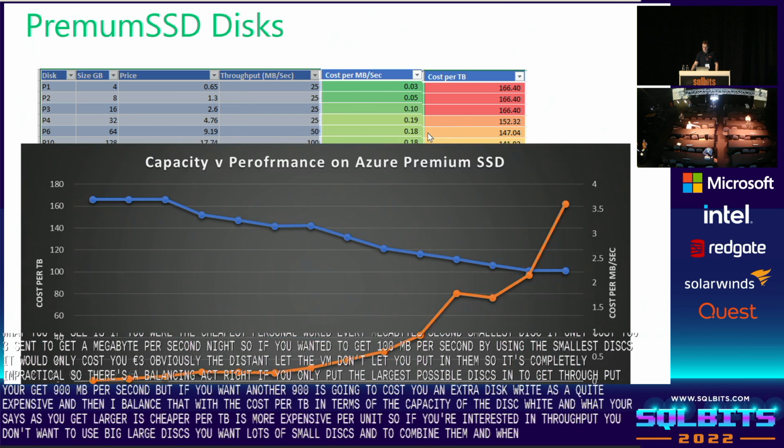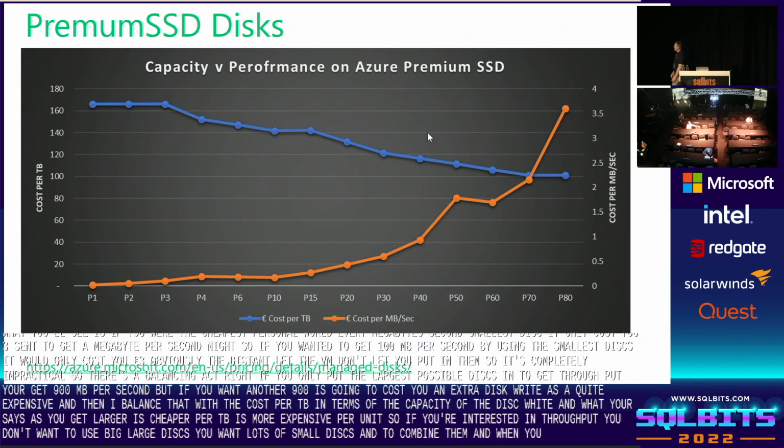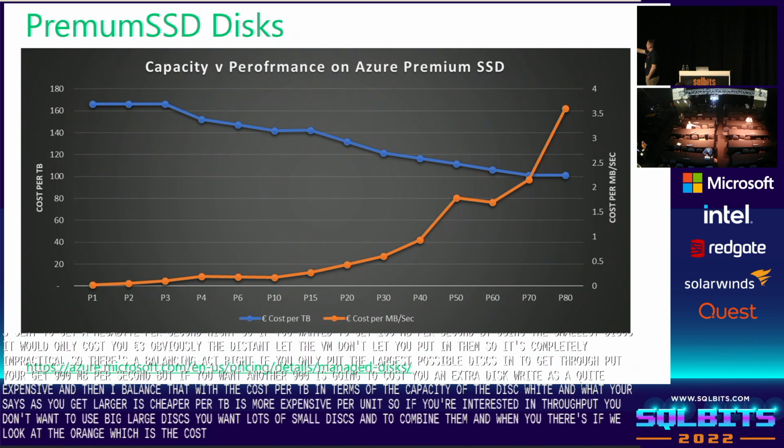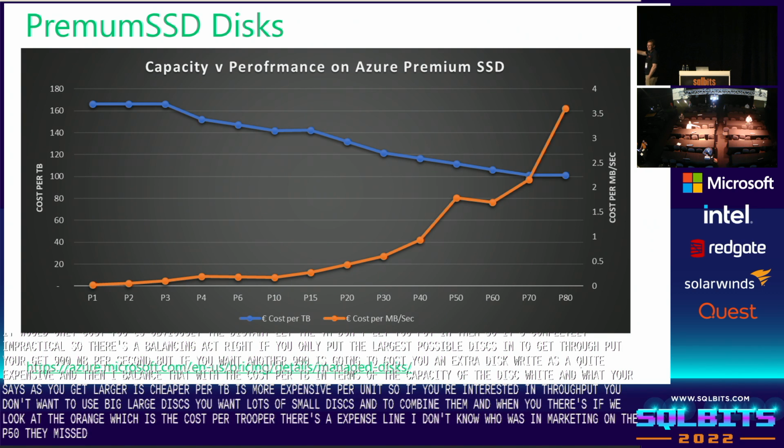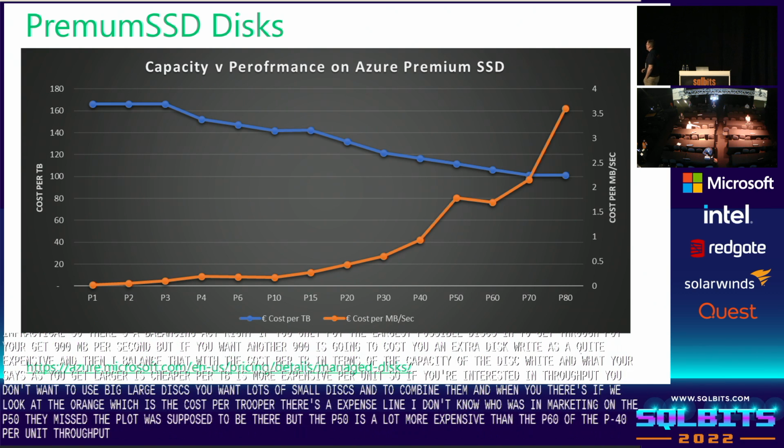And when you plot this on a chart, if we look at the orange, which is the cost per throughput, there's an exponential line. I don't know who was in marketing on the P50. They missed the plot, right? Because it was supposed to be there. But the P50 is a lot more expensive than the P60 or the P40 per unit of throughput for some weird reason, right? Whereas the cost per terabyte is linear as opposed to exponential.